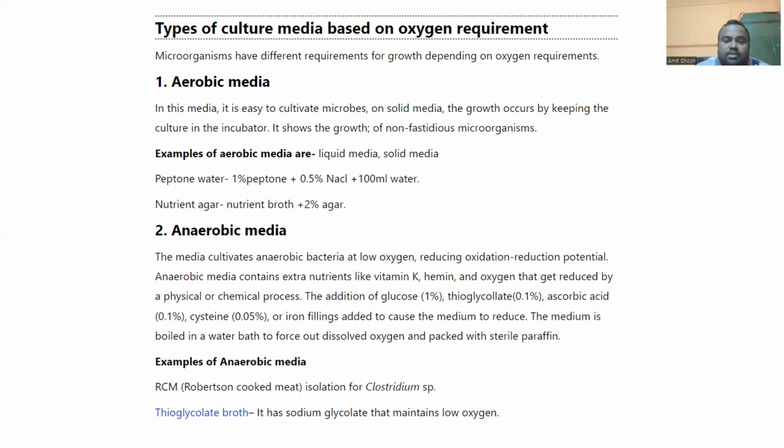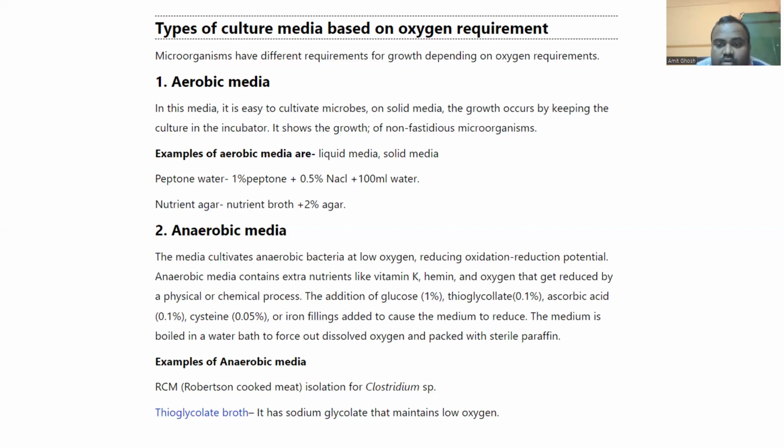But what is aerobic media? It is easy to cultivate microbes on solid media, and the growth occurs by keeping the culture in an incubator. Now, what is anaerobic media? The anaerobic media cultivates anaerobic bacteria at low oxygen. Here is the difference: aerobic organisms require a large amount of oxygen, and anaerobic media cultivate anaerobic bacteria at low oxygen or no oxygen.